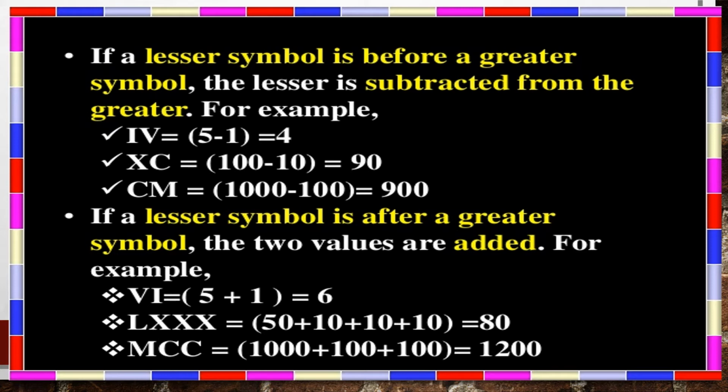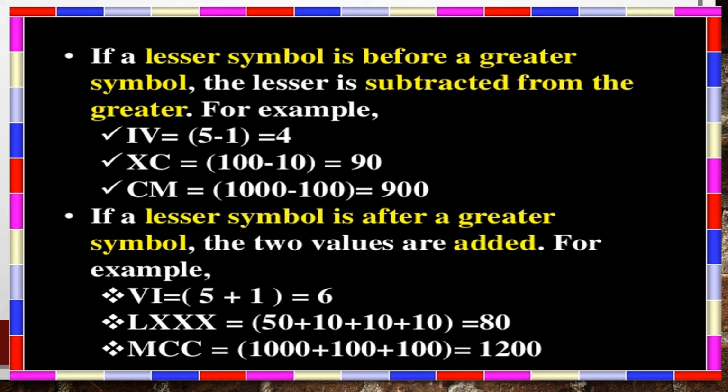Same way XC. C means 100, X means 10. So the lesser value is 10, that is X. So 100 minus 10 is what? 90. Now you have to subtract. Then M value is what? 1000, and C means 100. 1000 minus 100 will be 900. So CM value is 900.